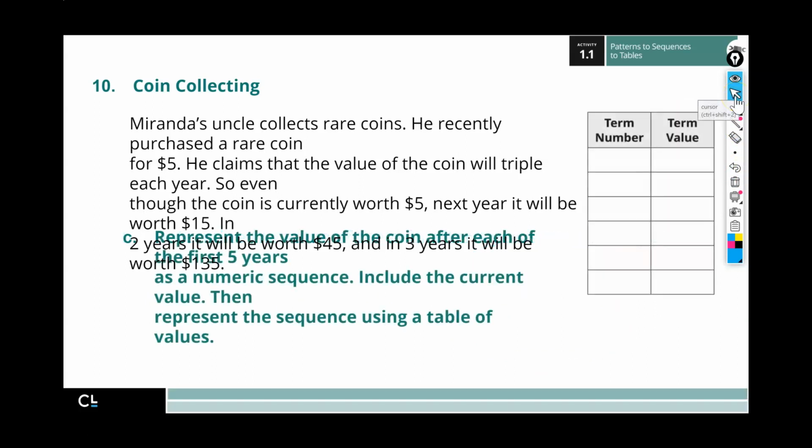Part C, represent the value of the coin in the table. So when we get the coin, it's worth $5. Second year, it's worth 15. Third year, it's worth 45. Fourth year, it's worth 135. Fifth year, it's worth 405. And in the 6th year, it's worth 1,215.